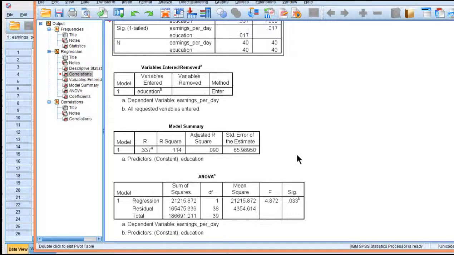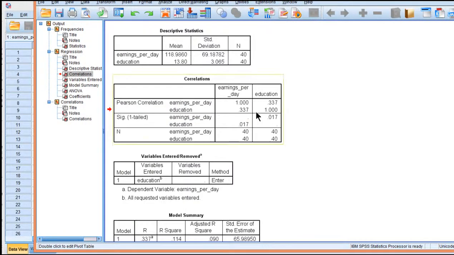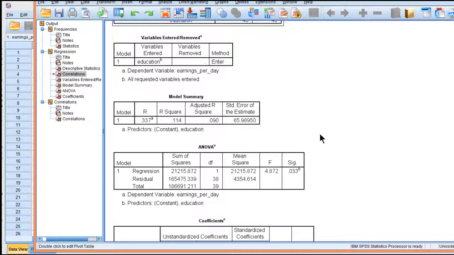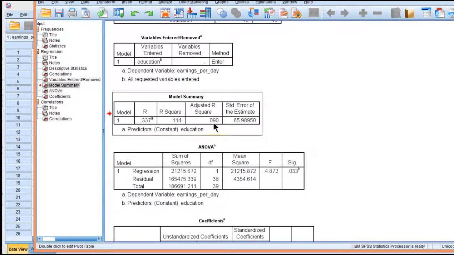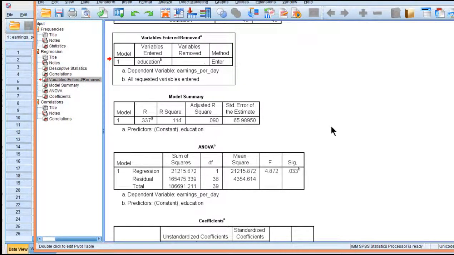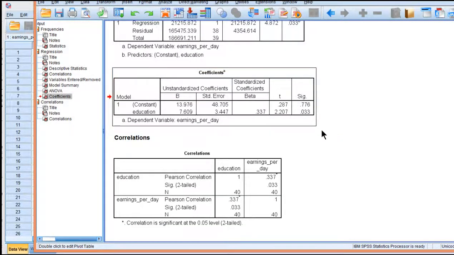Probably you don't. I just want to point out the main thing for the bivariate regression after looking at the descriptive statistics and the correlation: you would skip these tables because they're more relevant to something called multiple regression, not bivariate regression. The key table is the coefficients table. And we can see that we do get the intercept, which SPSS calls the constant. This value 13.97 is the value of y when x is 0. So if education is 0, we expect a person to earn $13.98 a day.